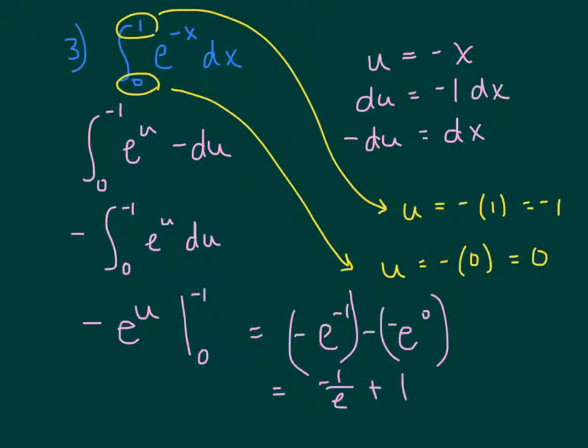So we end up with this answer, negative 1 over e plus 1. That is our final answer for this problem.